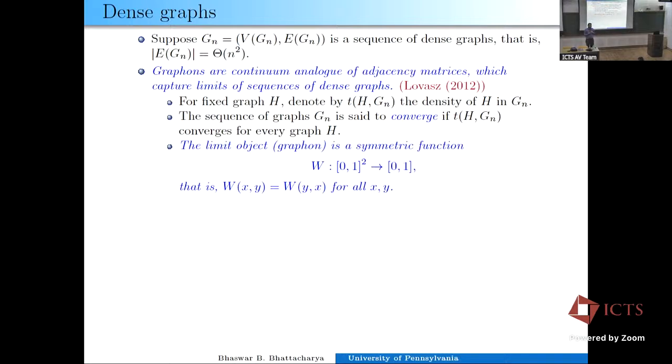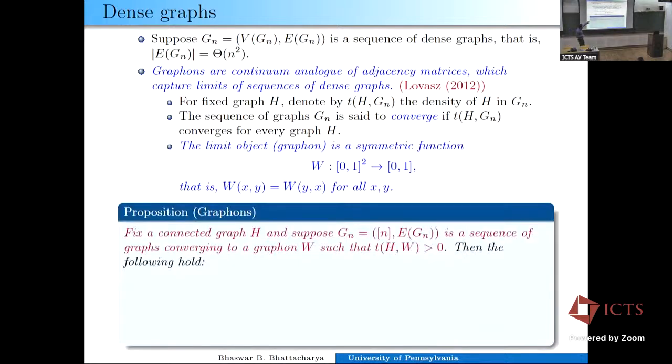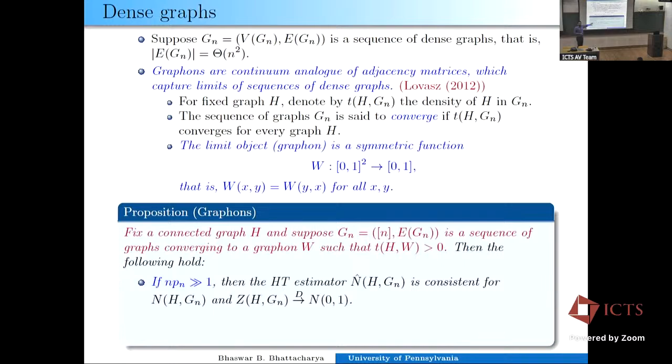That's all I need to know. So a sequence of matrices will converge to this symmetric function W, and the symmetric function will be an analog of a limit of a graph. And if you have a sequence converging to some function W, then in this case, if you have a positive density of that shape, your estimate's pretty good. Because a dense graph has many copies of subgraphs.